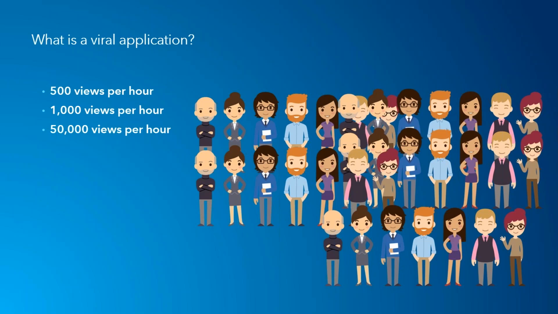Let's say like 1,000 requests per second within ArcGIS Online. But when we start seeing something that's getting a lot of views, a lot of hits, that's when we start to look at how it's configured and whether or not it's performing in a viral environment.